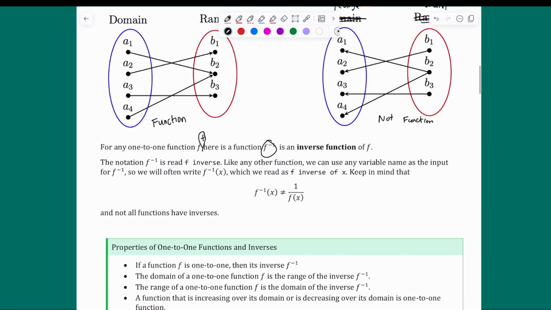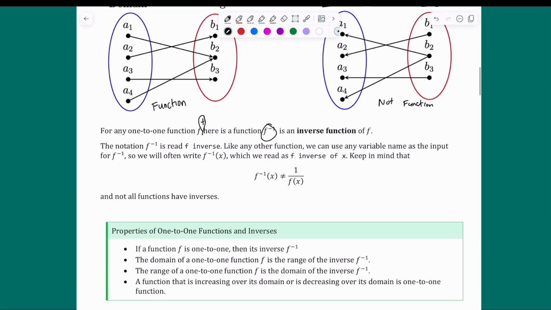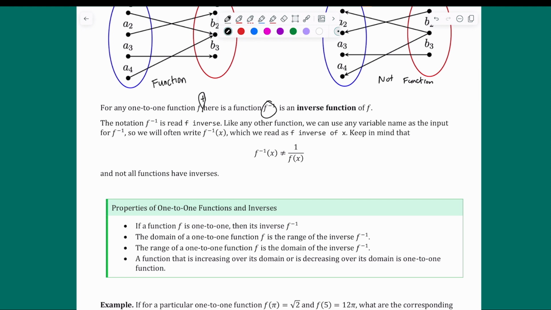Okay, just recap some properties of one-to-one functions and inverses. So if a function f is one-to-one, then its inverse is also one-to-one. For some reason that got left off the notes there.